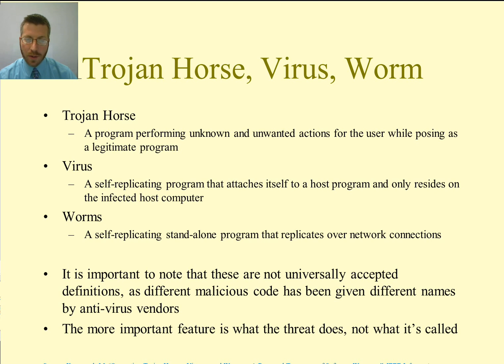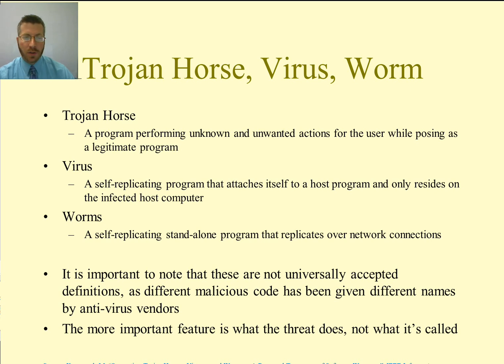The most important thing when you're looking at characterizing malware is going to be to understand what it does, because that's how we're best going to be able to combat it. So here are just some generic definitions for Trojan horse, virus, and worm. Malware or malicious code is going to be the overarching term, and then we're going to have specific characterizations beneath that.